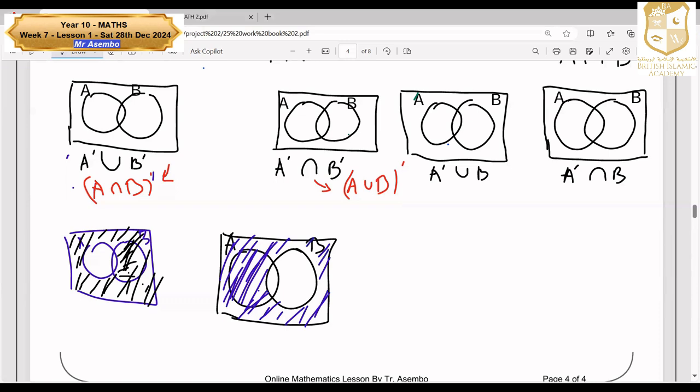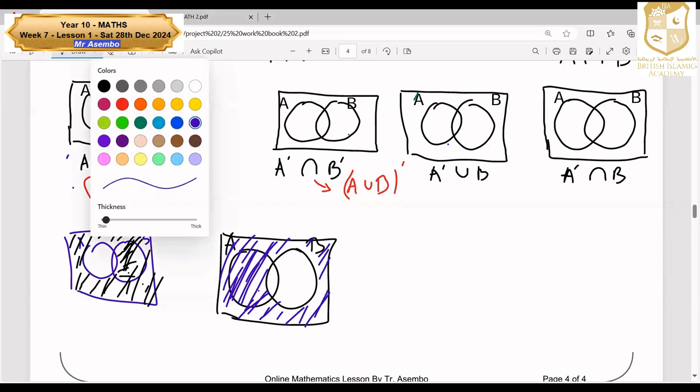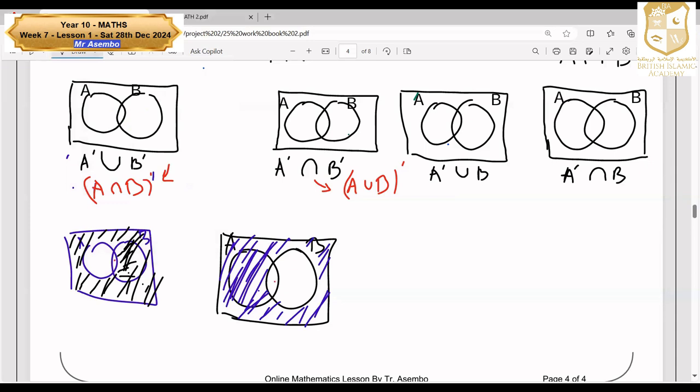Now you realize in both sides, there's one part which is not shaded. Look at this region and look at that region. Both sides they are not shaded, which means there are no members appearing there. So what does that mean? It means that while we are shading, we can simply avoid the intersection, A intersection B.